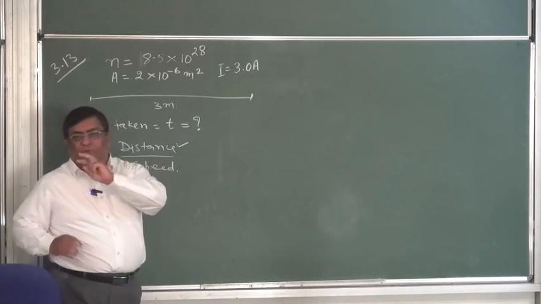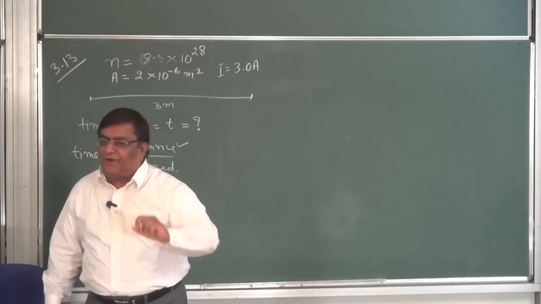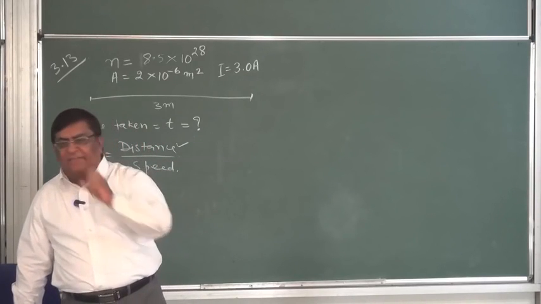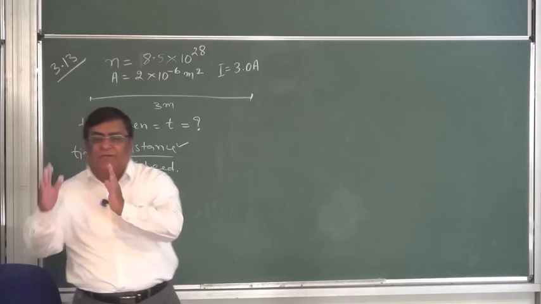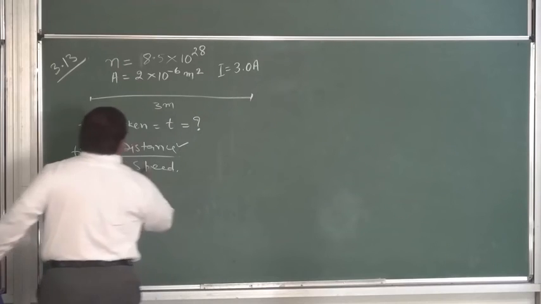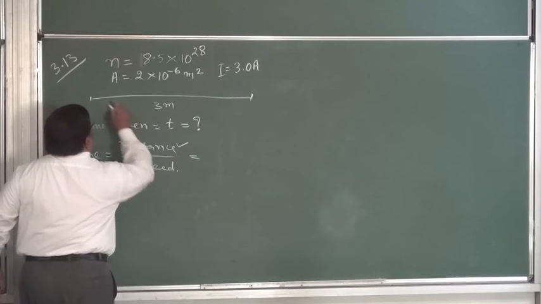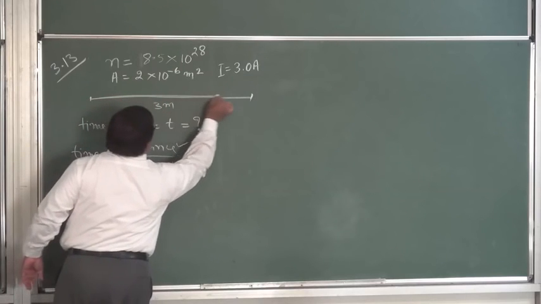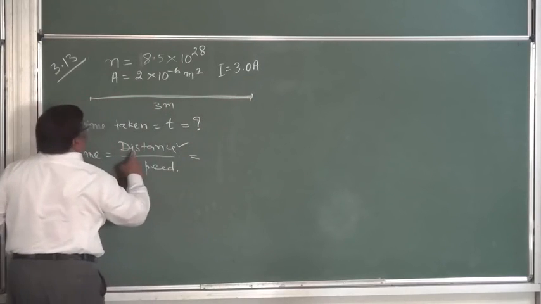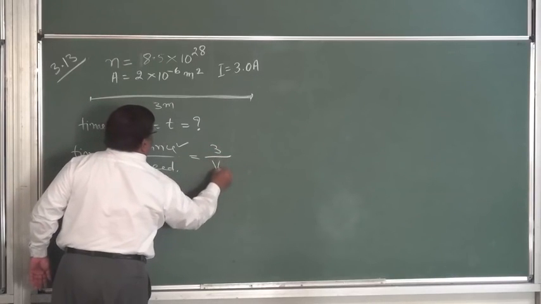The electron has two types of velocities. One is thermal velocity, which is very fast, 10,000 km per second. The other is drift velocity, which makes the electric current. So that is the speed we need here, because that forms the electric current. Here the distance is equal to 3 meters, and we need drift velocity.